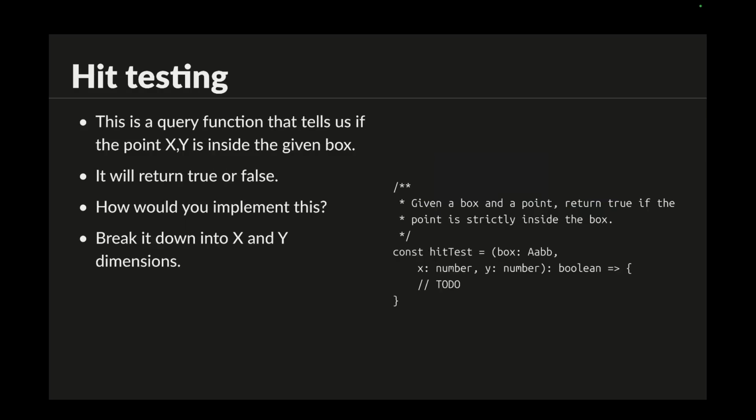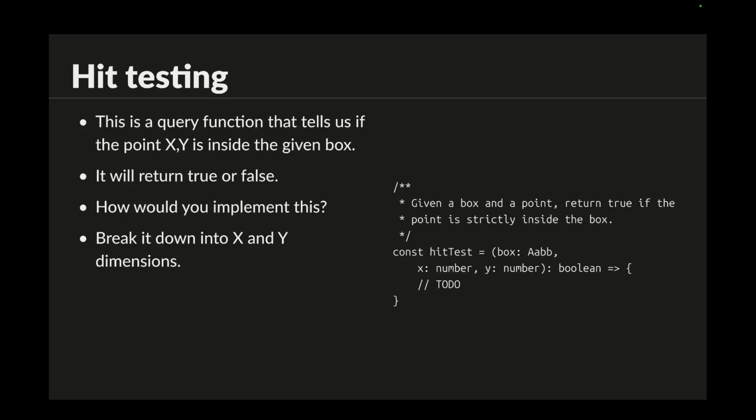So here I'm only showing the hit test function's documentation and signature. So we have a plain English description about what it should do, and we can see that it takes an axis-aligned bounding box called box and two numbers called x and y. And we also see that the function should return a Boolean. But there's no implementation because I'm a mean person.